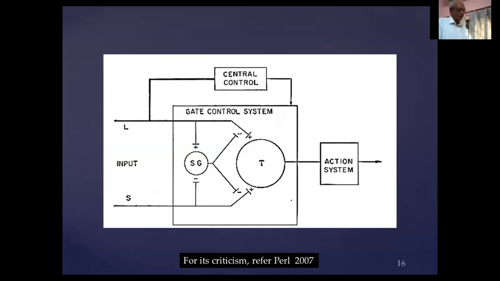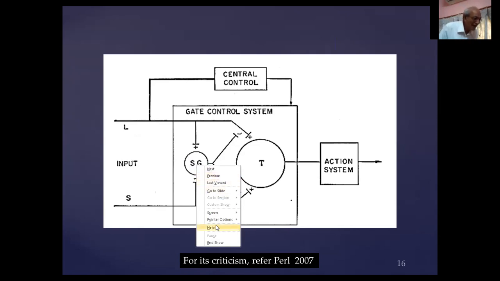Now, what is that theory? Where is the gate? As far as the spinal cord is concerned, it may be in the substantia gelatinosa. This is the one, the substantia gelatinosa. It is in the second lamina. We have discussed the Rexed laminae.